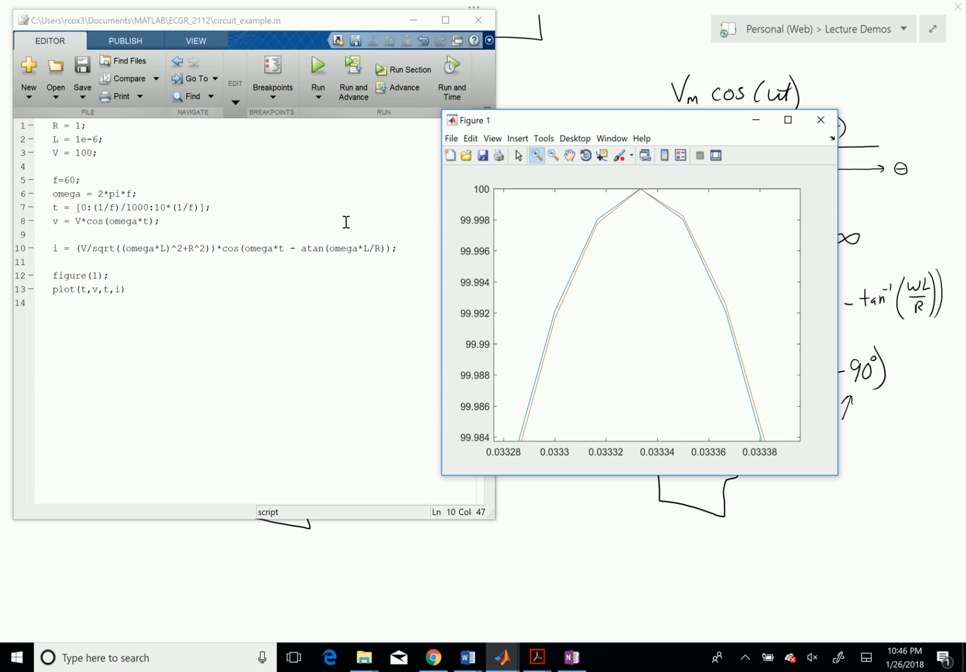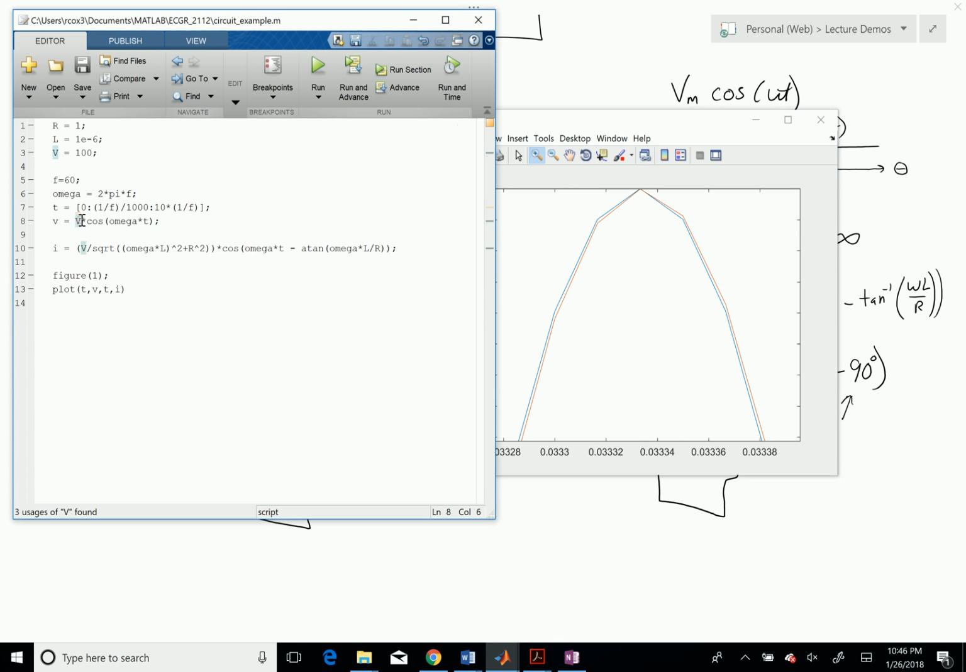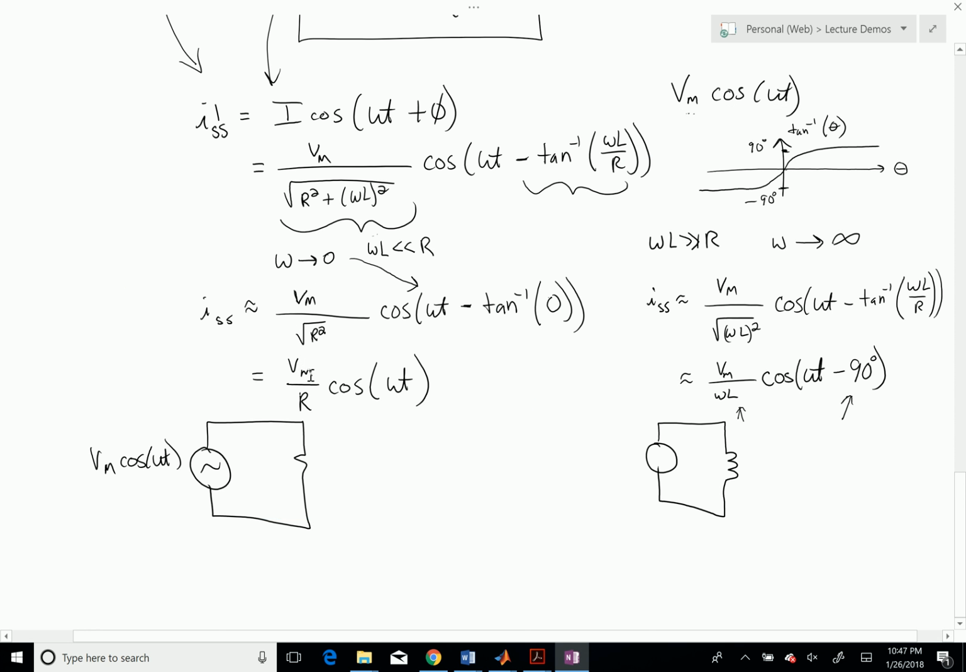And if you think about it, if the voltage had an amplitude of 100 and R was equal to 1, if L is really small, I would expect very little phase shift, and I would expect the amplitude to be 100 divided by R. So 100 divided by 1 would be 100. So input voltage divided by R, no phase shift.